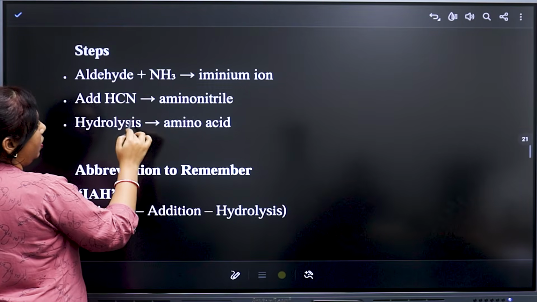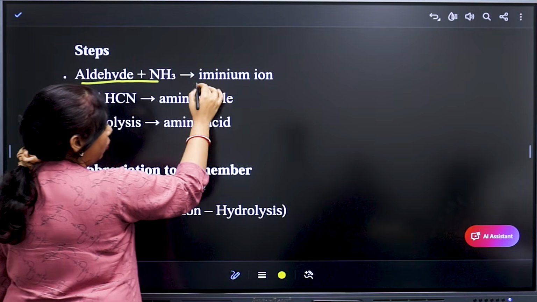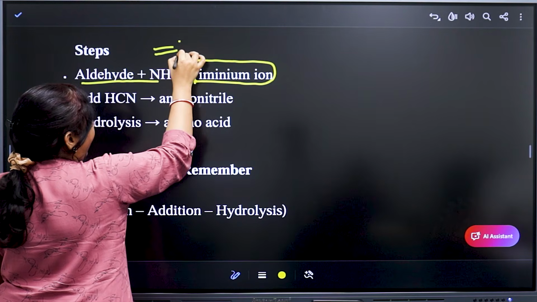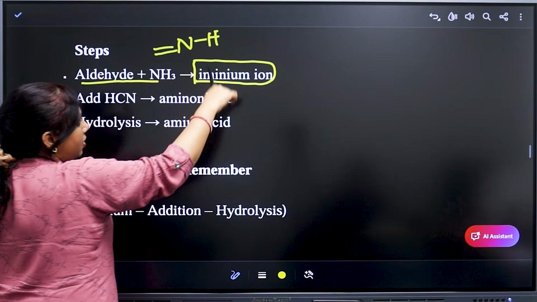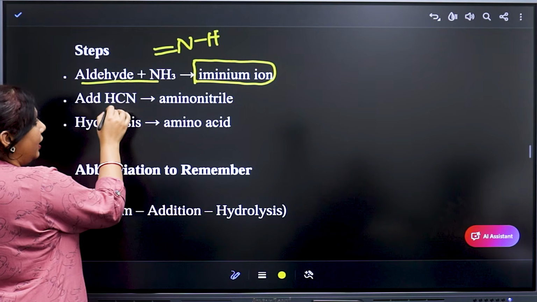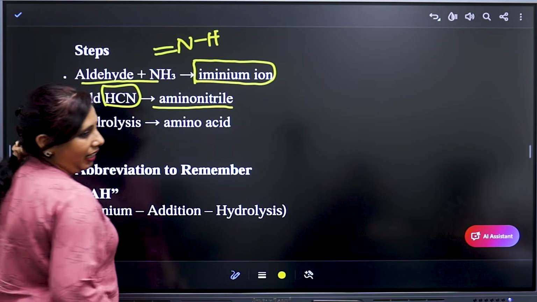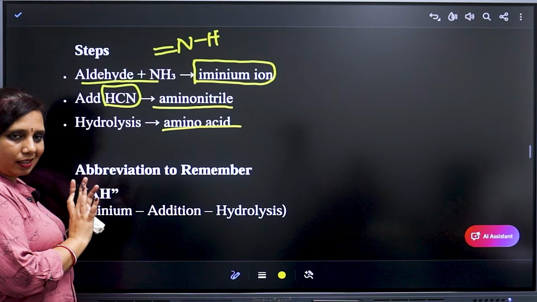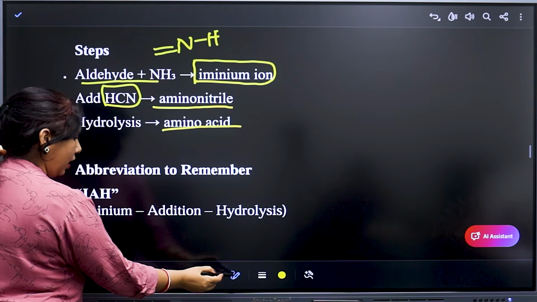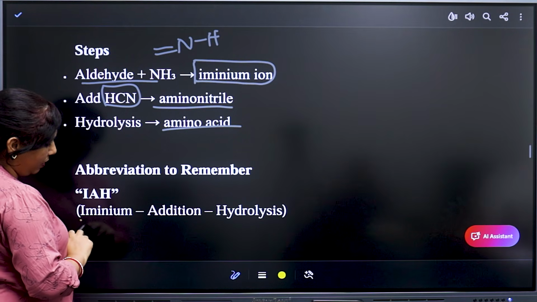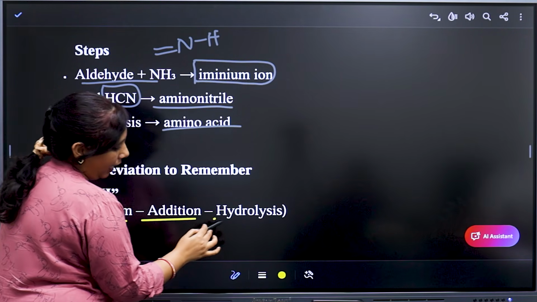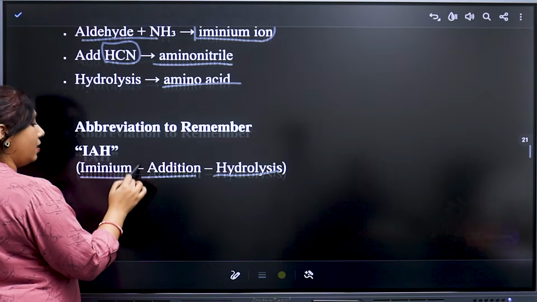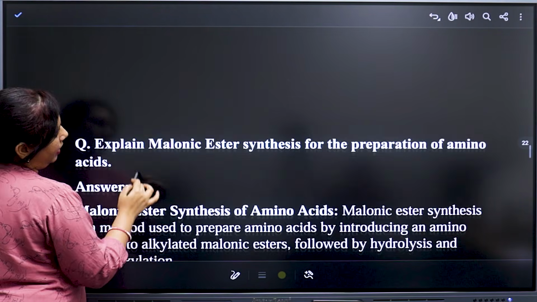Next, let us see how it occurs. What are the steps? First, aldehyde and ammonia both form the iminium ion. The iminium ion has a double bond to NH, and is called the iminium ion. Then after the addition of hydrogen cyanide we get amino nitrile. Then hydrolysis of amino nitrile will produce amino acid. Now this is the Strecker synthesis of amino acid. Let us see the abbreviation, IAH. First, formation of iminium ion, addition of HCN, then hydrolysis of the nitrile will give the carboxylic acid, or in this case the amino acid. So that is Strecker synthesis.